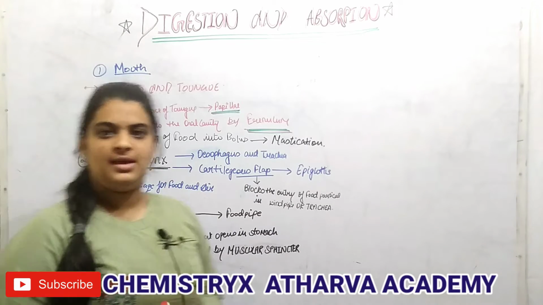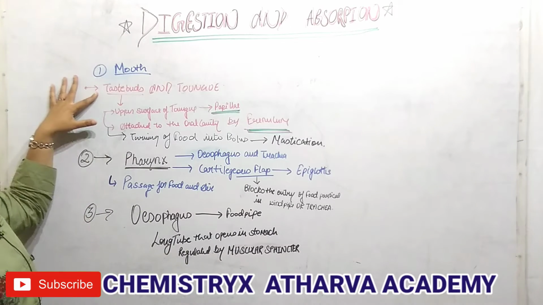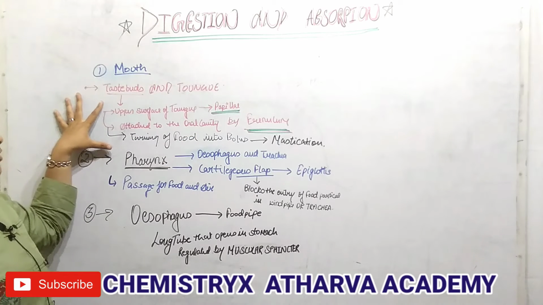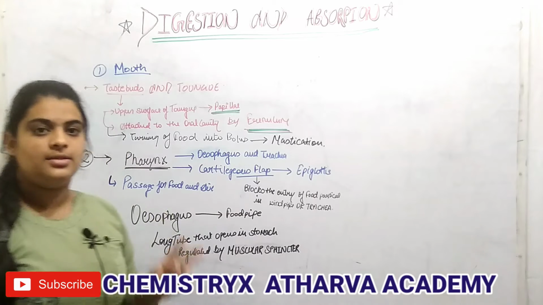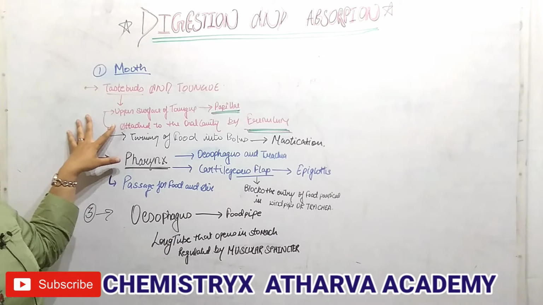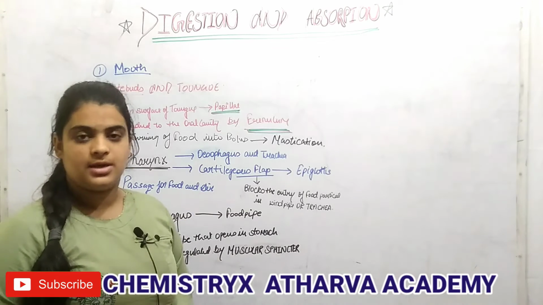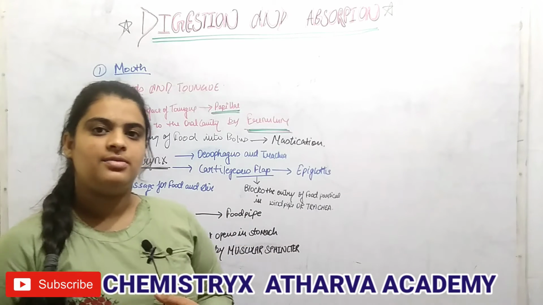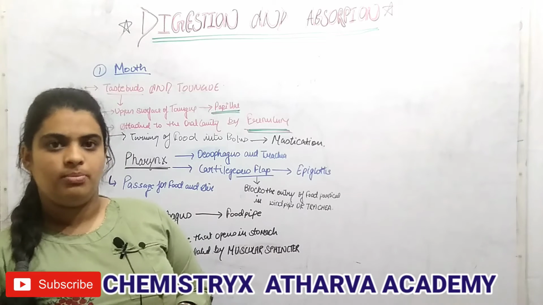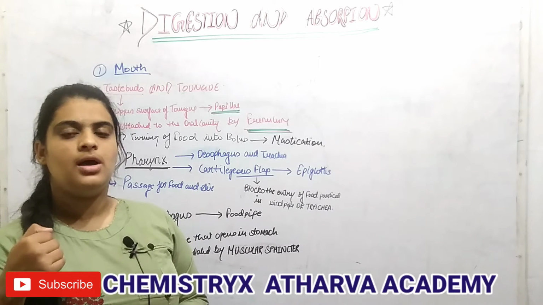So further we see we have taste buds and the tongue. The taste buds are present on the upper surface of the tongue, known as papillae, and the second thing, the tongue is attached to the oral cavity by the frenulum. The tongue helps in mastication of food and turning it into bolus, which then slips down through our esophagus.